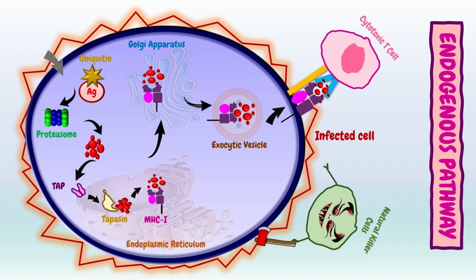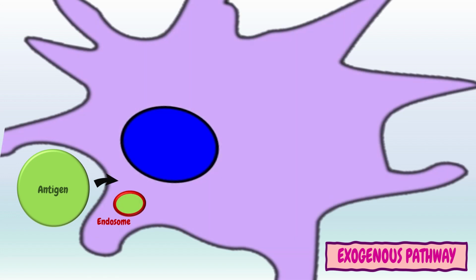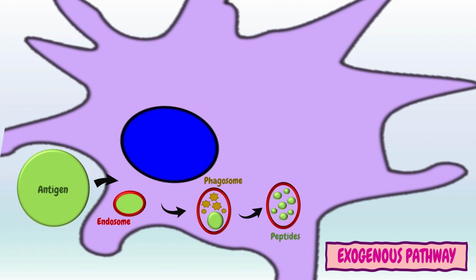Now, let's understand the function of MHC class II. But MHC-II presents the antigen from outside the cell, so it is called the exogenous pathway. The antigen is outside the cell. The cell engulfs it and forms an endosome. Granules will fuse with the endosome and form a phagosome.